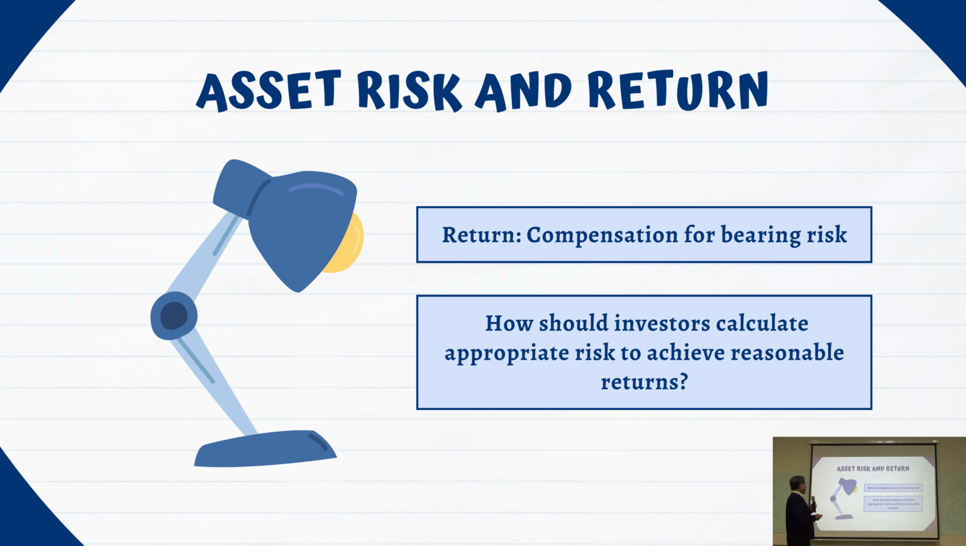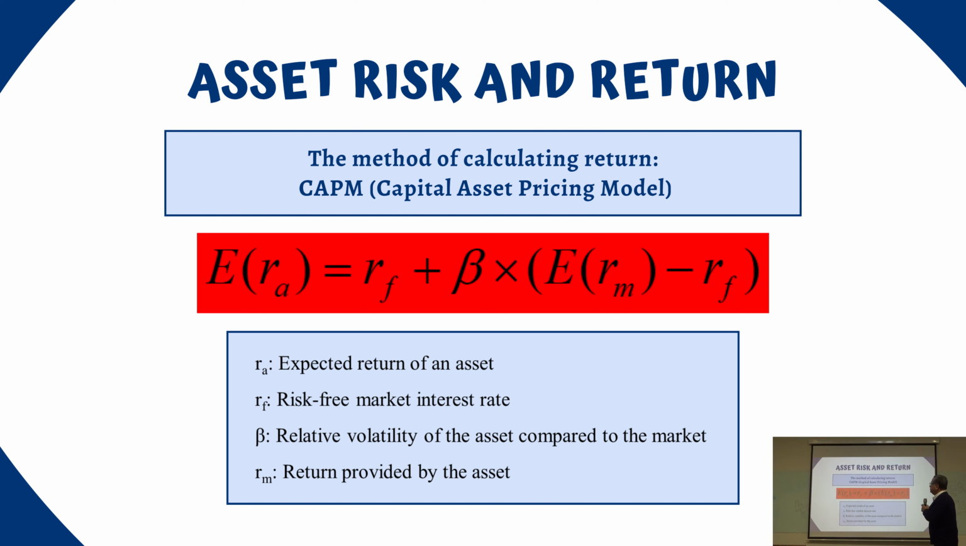And return is the compensation. You do the investment, you bear the risk. The market says, since you bear the risk, I'm willing to compensate you for being willing to take the risk. So, one of the ways we calculate the return at the proper level of risk is called the capital asset pricing model. That's a very famous asset pricing model in history.